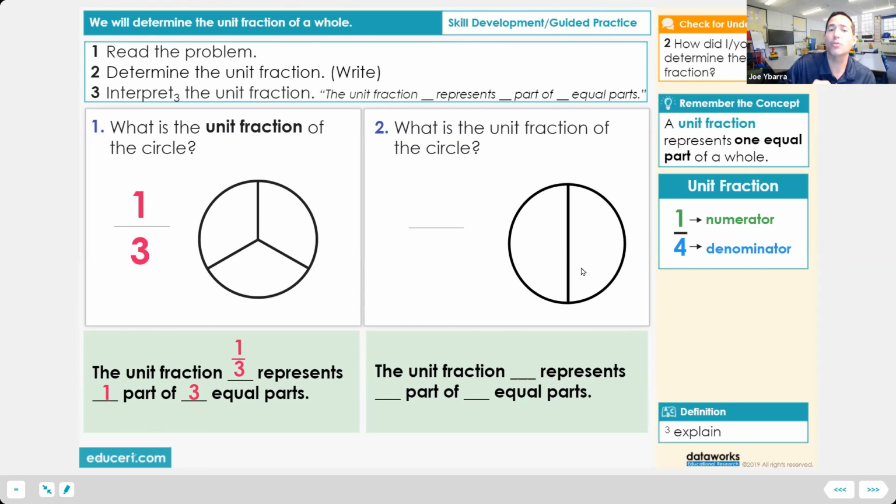1, 2. The total number of equal parts will be my denominator. I always know denominator is the down number because it has D. So I put 2 there. Everyone, what number is always my numerator in a unit fraction? Everyone tell me at once. 1. Beautiful. That's how I come up with my unit fraction, 1/2. Now to interpret this, the unit fraction 1/2 represents 1 part of 2 equal parts.